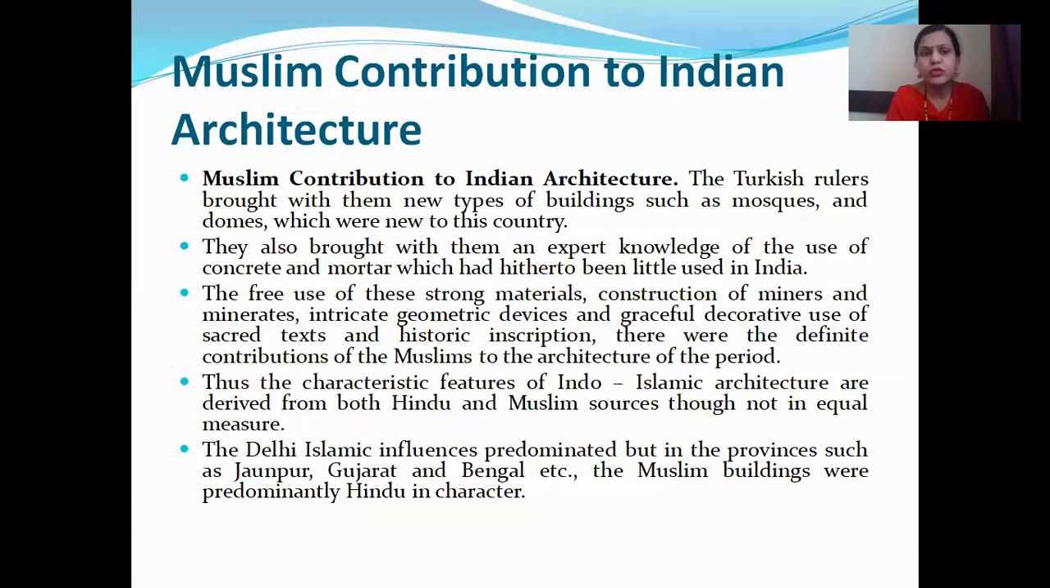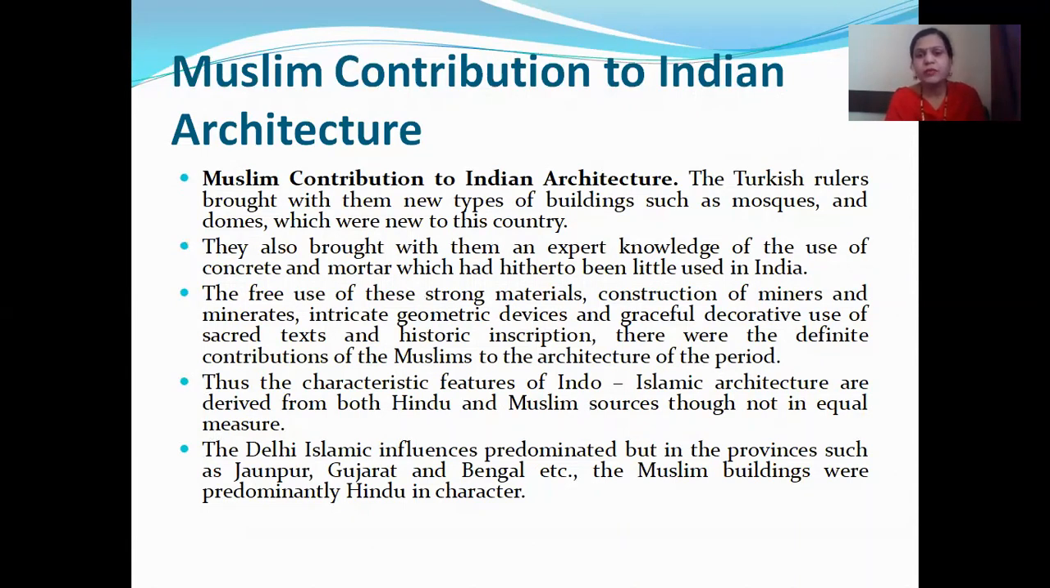Then, the Muslim contribution to Indian architecture. The Turkish rulers brought with them new types of buildings such as mosques and domes, which were new to this country. Earlier in India, we had only temples, caves, and some other monuments. But because of Muslim domes and mosques, the whole style changed later on, when the Muslim invasions took place and the Muslim rulers ruled the Indian states.